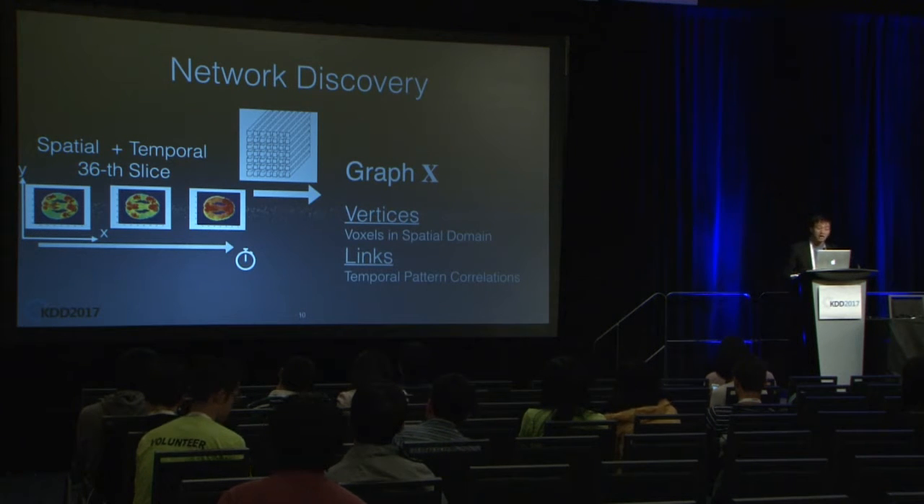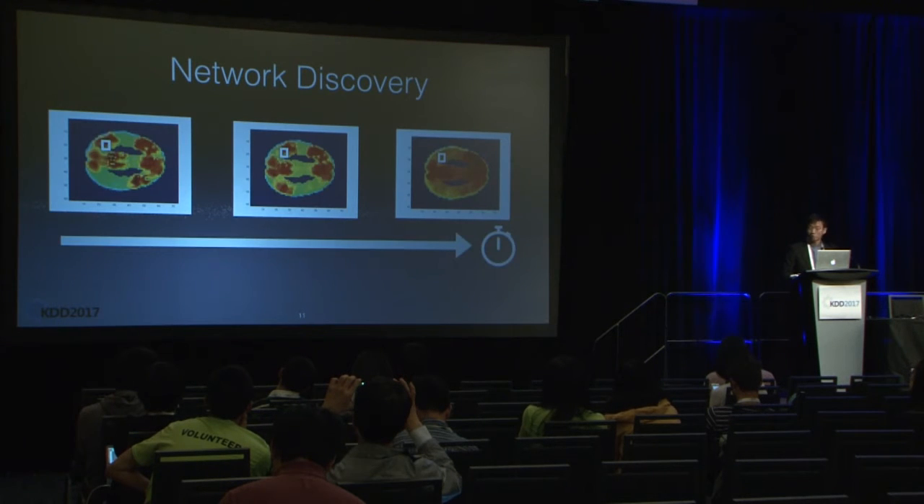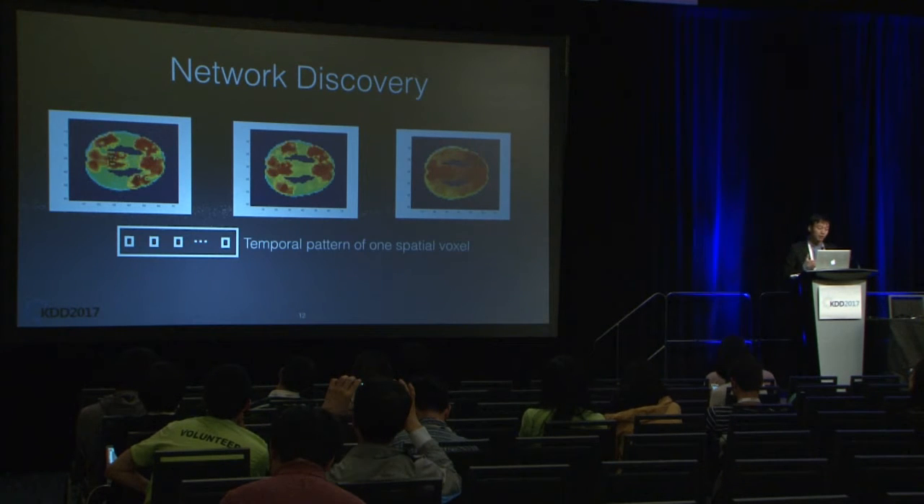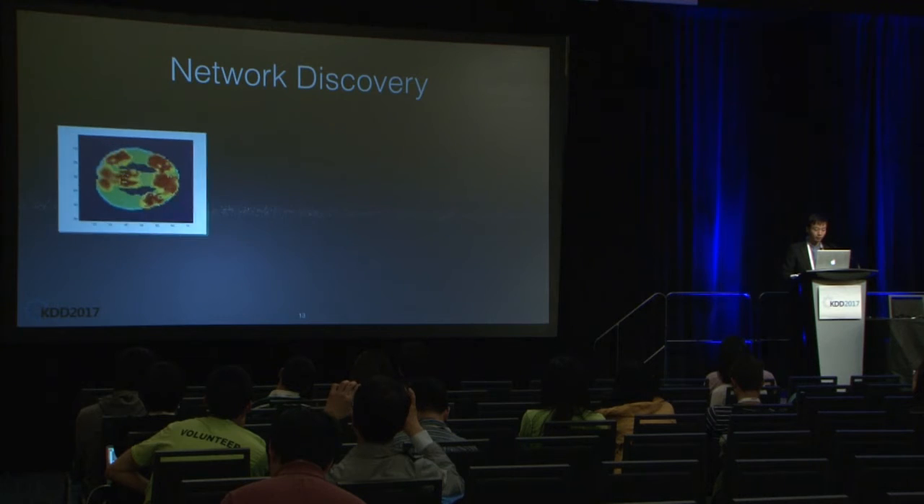But please note, our method is not limited to a certain order of tensor, and the model can be applied to the entire brain without changing the formulation. So specifically, the fiber of one voxel along the temporal dimension from the scan tensor records the temporal pattern of that voxel. We calculate the absolute Pearson correlation between each pair of the voxels according to the temporal pattern.